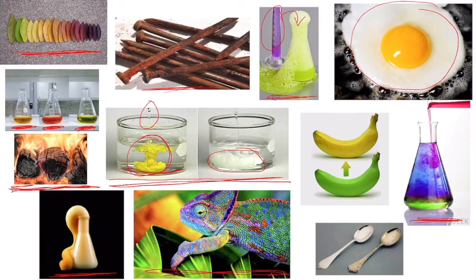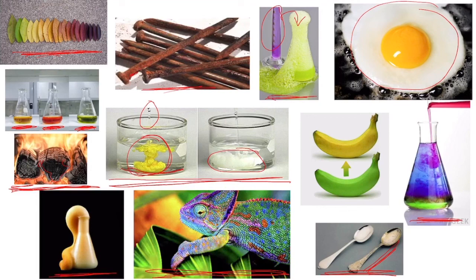These lizards right here, chameleons, change color to blend in with whatever's around them, and they use hormones. That's a chemical reaction that takes place inside their bodies to change their bodies' different colors. And then here we've got a silver spoon that's been left out, and it's reacting with the oxygen in the air and forming a tarnish layer over that silver spoon.